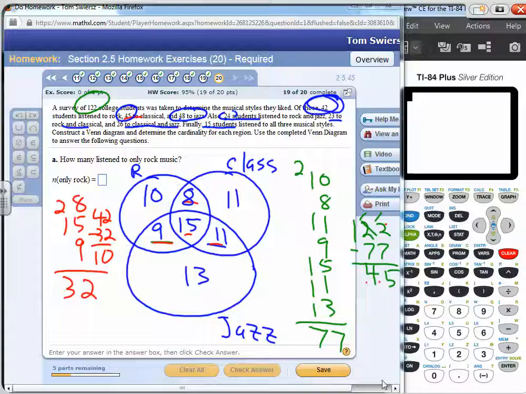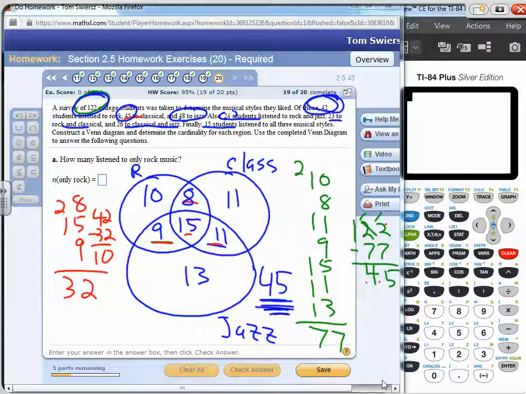So then finally the 45 would be the ones that said neither, listen to neither rock nor classical nor jazz, none of the 3. 45 left, because these numbers add up to 77. The total is 122. Take your total, subtract, and what we get left is 45.